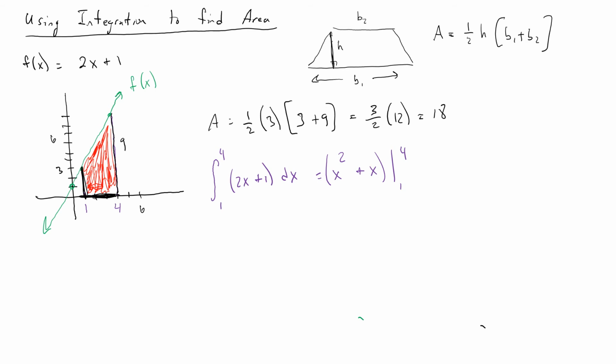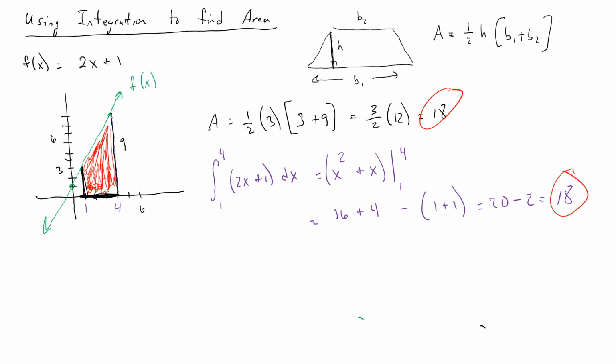And then we plug the top number in. If I plug 4 in for the x's, it looks like I'll get 16 plus 4, minus, and now you plug the 1's in, which will just be 1 plus 1. And so that's 20 minus the 2, and 18. So look at this, we get the same answer. So what I'm attempting to show is that one application of computing definite integrals is that it can help us to find the area of a region.